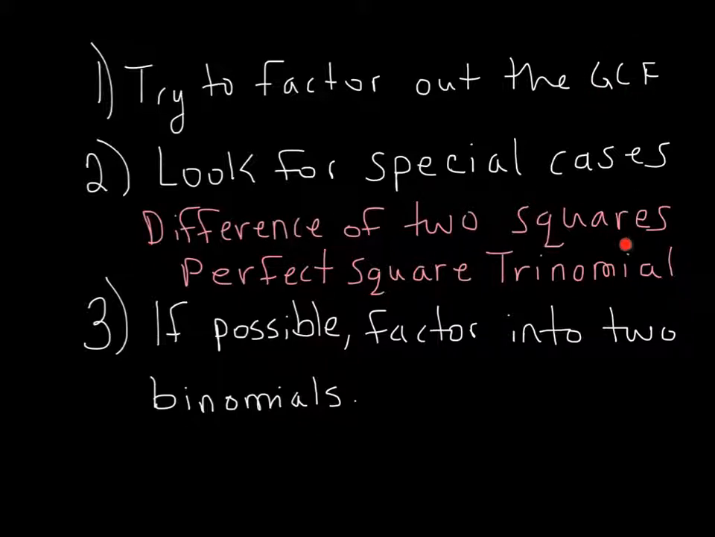Once the greatest common factor is pulled out, I'll look to see if there are any special cases. So is it a difference of two squares? Is it a perfect square trinomial? And if it is, great, I know how to factor it then, and we'll talk about why those are so easy to factor. If it's not, I'll attempt to factor it into two binomials.